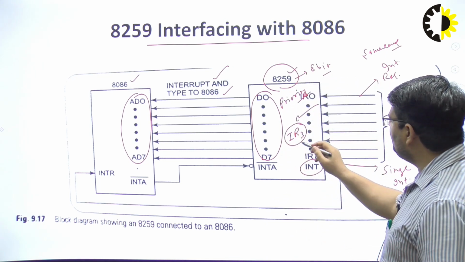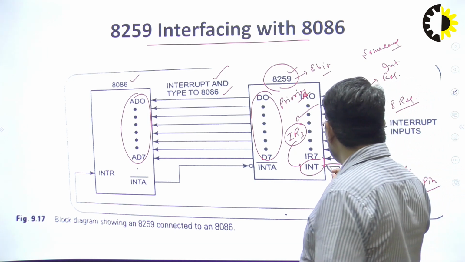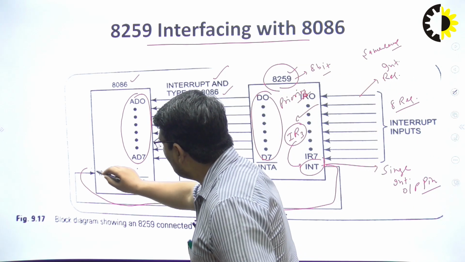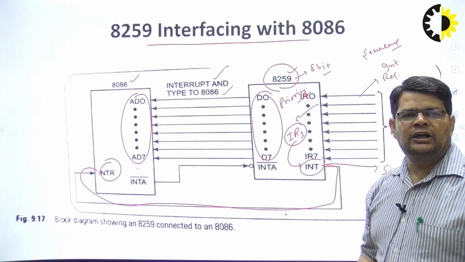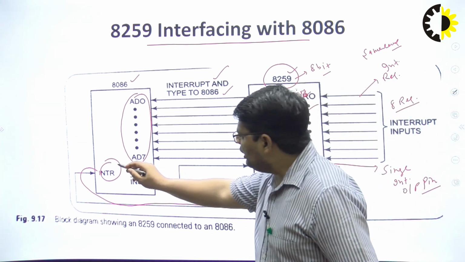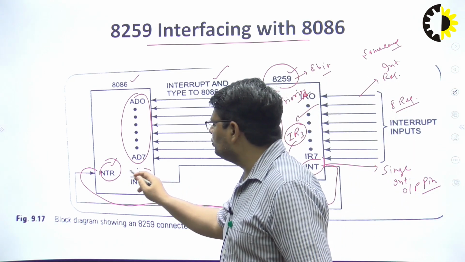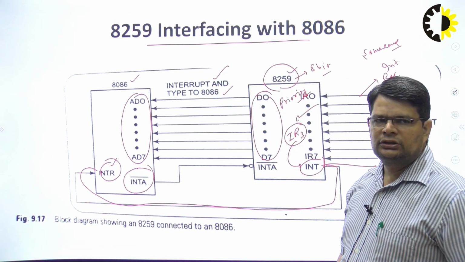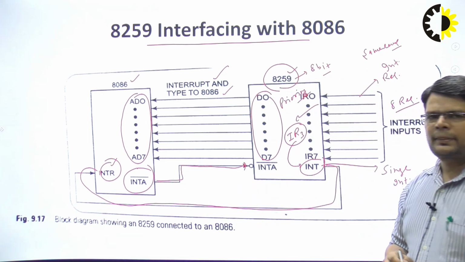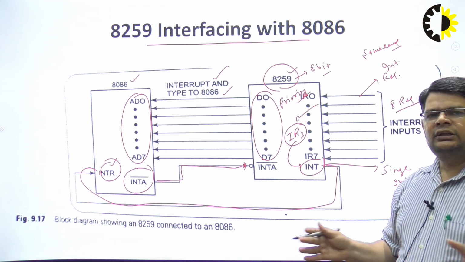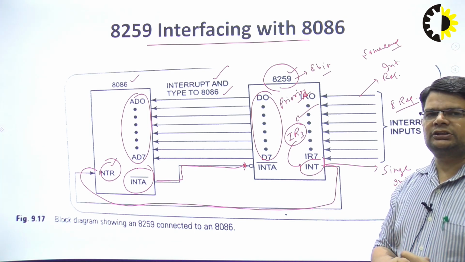So interrupt request 3 will be connected with this INT output pin, and that INT pin will be connected with the corresponding INTR pin of the microprocessor, that is the maskable interrupt hardware pin of the 8086. So whenever the interrupt request is received over this INTR pin, acknowledgement for the same is given through the INTA pin. So this INTA, for acknowledgement purpose, will be connected to the INTA of the 8259. So in this way, the 8259 can be interfaced with the 8086 or 8085 microprocessor.